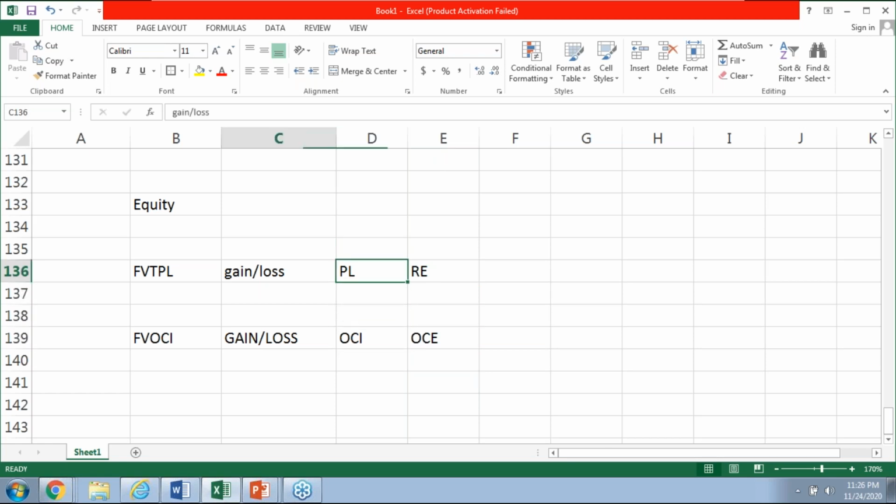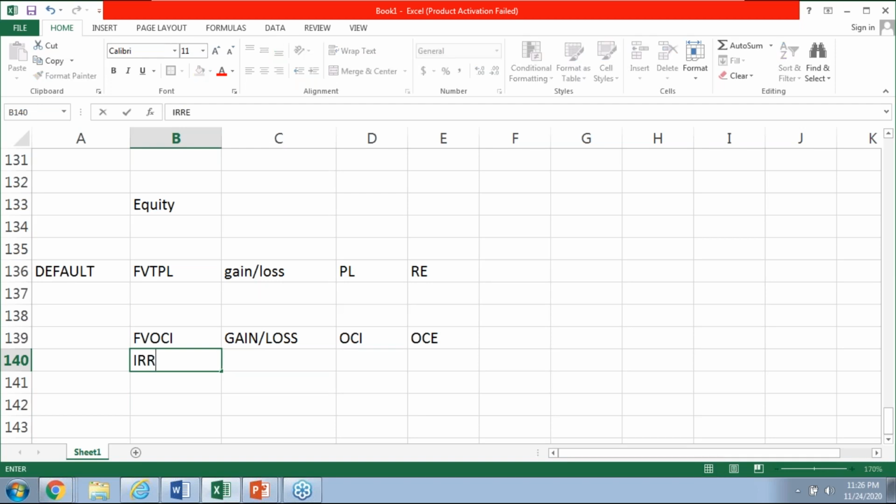Now, what is the criteria by which we measure the equity instrument at fair value through P&L and fair value through OCI? So do remember this point. This is the default position. Default means you can place all types of equity instruments into this category, fair value through P&L. This position is irrevocable. And this position is for the equity instrument which we have to hold for the long term.